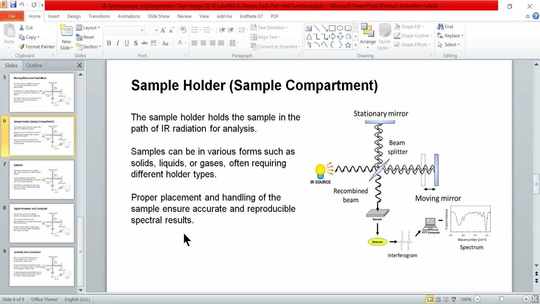I already focused on this thing, and I can also tell you guys to place the sample holder at the exact position. When we place the sample at the exact position, we can get an accurate and reproducible spectral result. So I think you all can understand this.